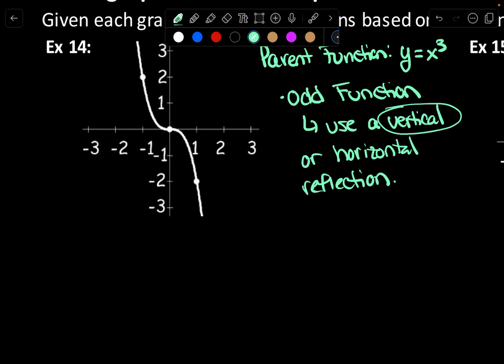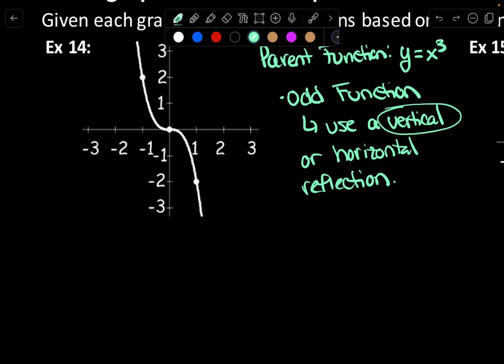And then something else that we want to look at is the center of this. Is it shifted up, down, side to side? The parent function does pass through the origin. It's increasing through the origin, but we already took care of that with our vertical reflection. But this one is still in the origin. So I don't have any vertical or horizontal translations.